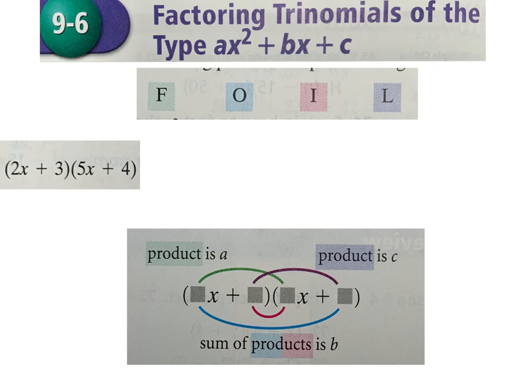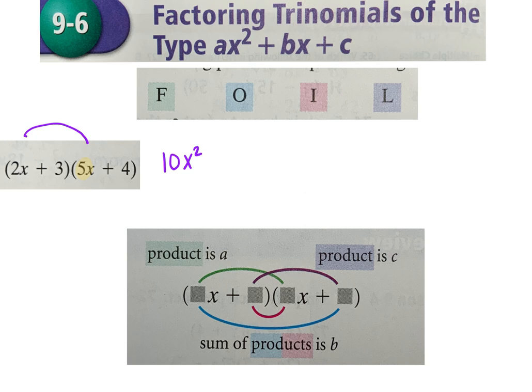We have two binomials, 2x plus 3, 5x plus 4. And if we FOIL these, you will notice that we are going to take the 2x and multiply it by the 5x. So we're going to take these two terms here and multiply them. And so when you do that, 2x and 5x give you 10x squared. That's my first terms there.